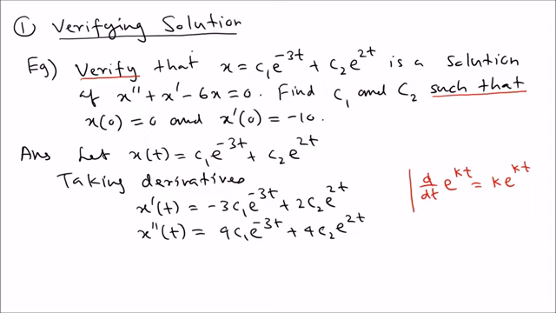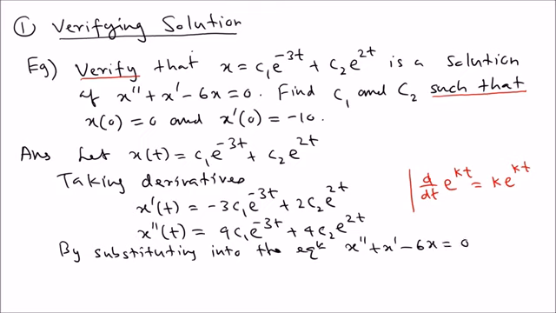So now what we're going to do is substitute. We simply substitute this into the differential equation x double prime plus x prime minus 6x equals 0. What we can do is start with one side. So let's start with the left side and see what's going to happen. So x double prime plus x prime minus 6x equals.